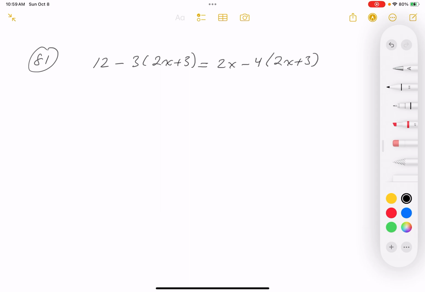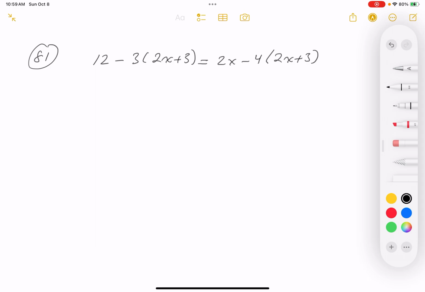So what I'm going to do over here is just work it. What do you get? 12 minus 6x minus 9. This is 2x minus 8x minus 12. Well, let's combine like terms. And 12 minus 9 is going to be 3 minus 6x equals minus 6x minus 12.